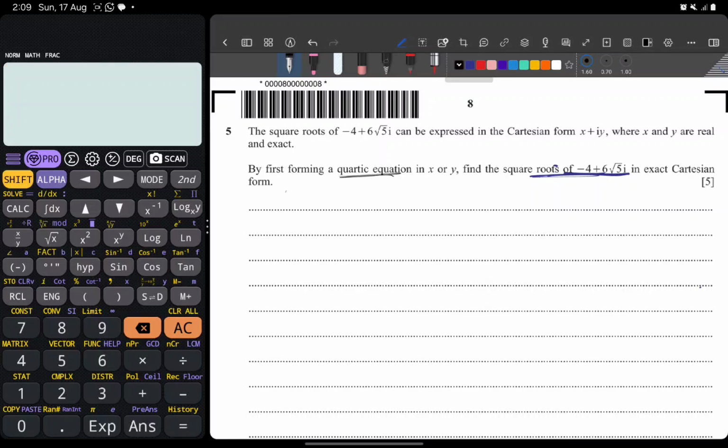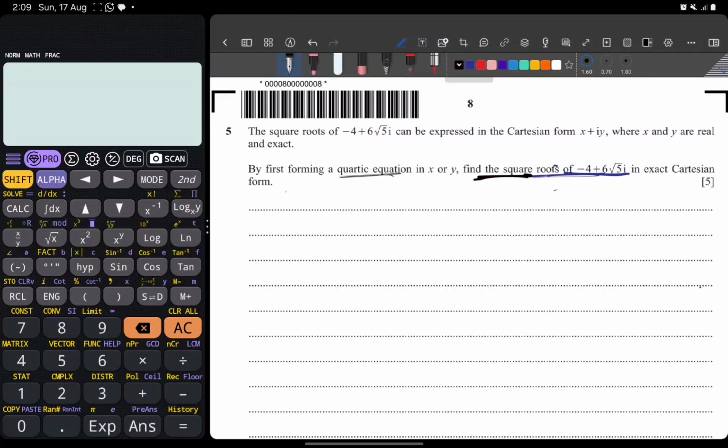Find the square roots. This is actually solving an equation, finding the square roots of a complex number. That's what we say. So this is not a new statement. This one you would have learned, how you find square roots of a complex number. Let's now do it, and let's see how we find the square root of a complex number.